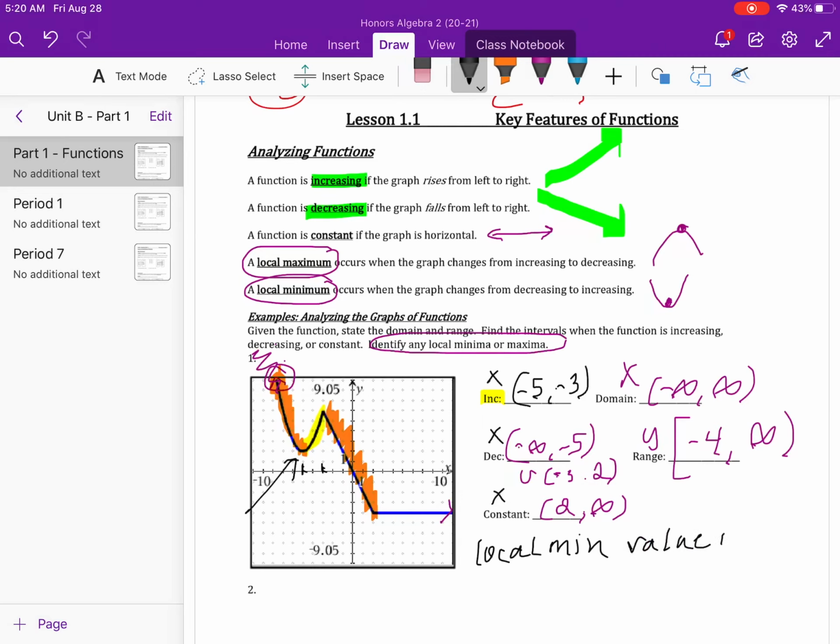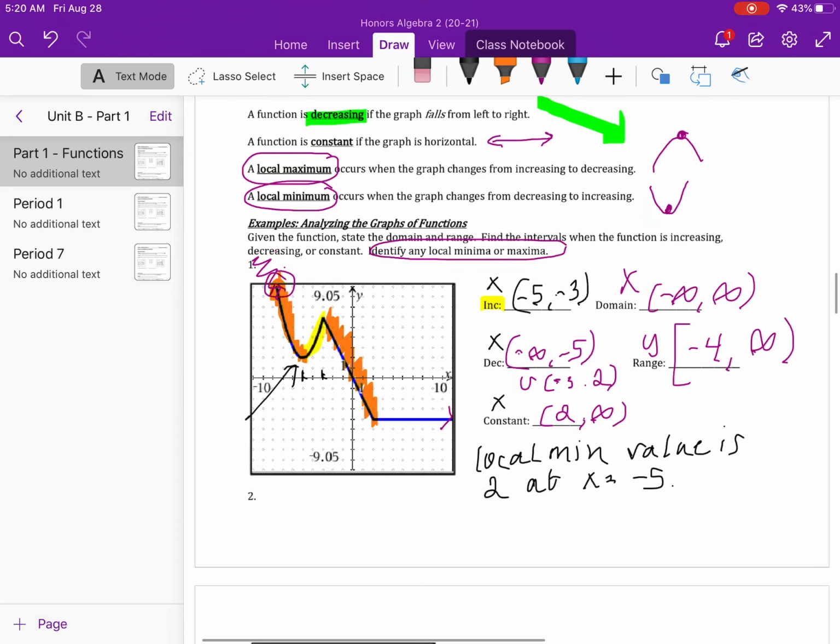And it's kind of confusing. So what you're going to say is the local minimum value is, and you're going to tell me the y value. So it's 2 at x equals negative 5. So you kind of have to tell me two pieces of information.